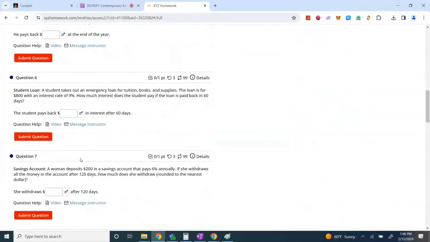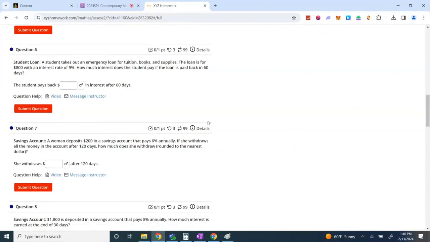Let's look at number 6. Number 6 is a student loan example. A student takes out an emergency loan for tuition, books, and supplies. The loan is for $800 with the interest rate of 9%. How much interest does the student pay if the loan is paid back in 60 days? Right? So notice this question asks for the amount of interest that they pay back. Okay. So we're going to use simple interest.